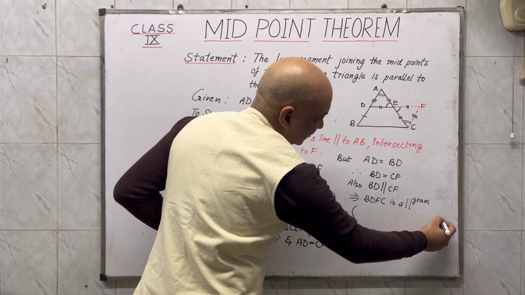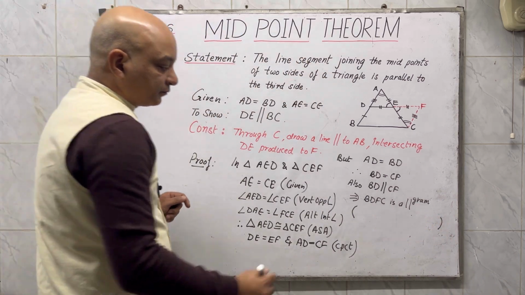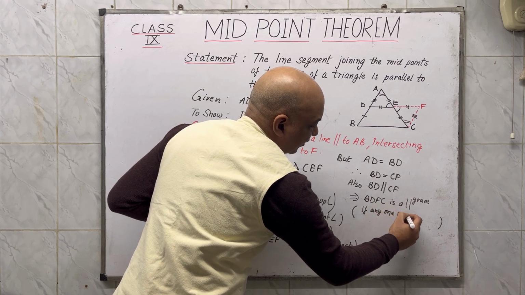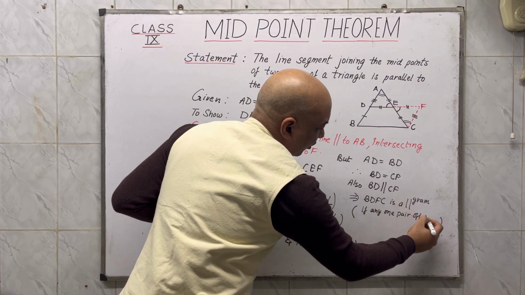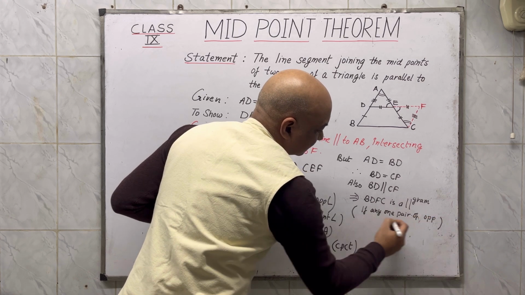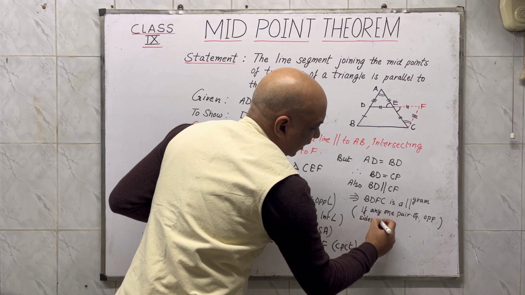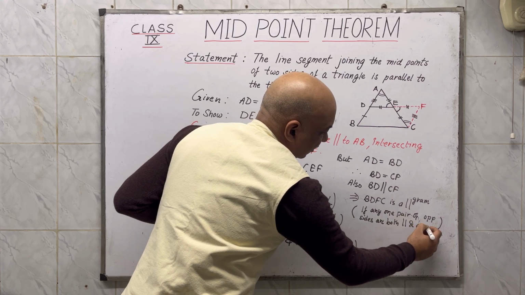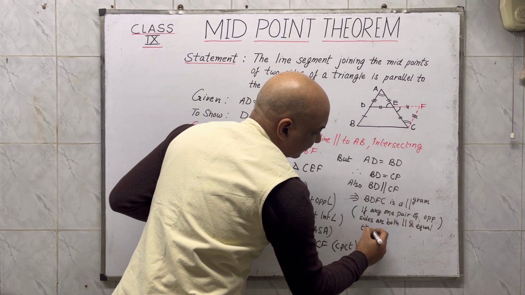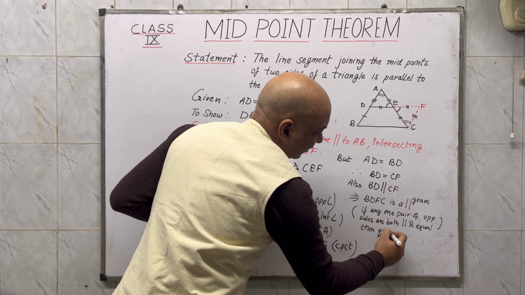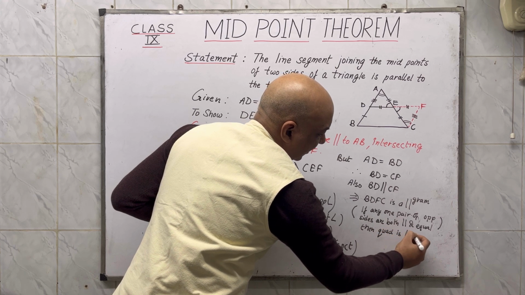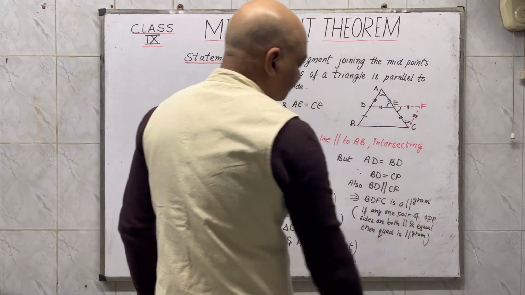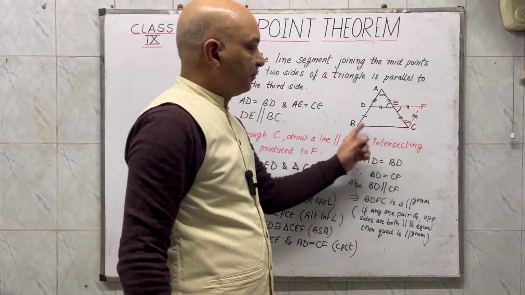And you can state the rule as well here that if any one pair of opposite sides are both parallel and equal, then the quadrilateral is a parallelogram. So now this becomes a parallelogram.